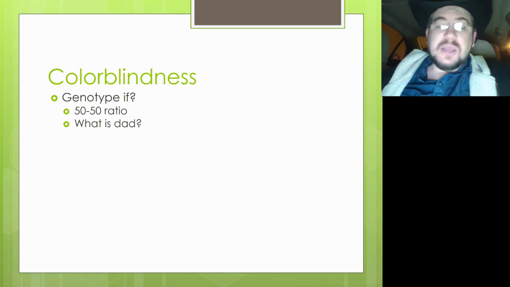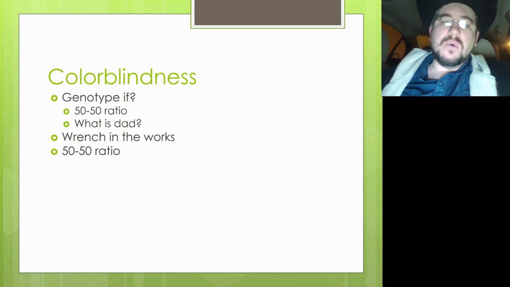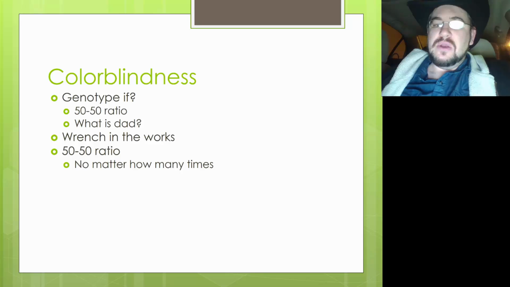Anybody? That's right. He would be expected to be heterozygous. Well, here's where it gets neat, because anytime you have a father with color vision and he has a child with a colorblind mother, you always, 100% of the time, see a 50-50 ratio. That's kind of weird. No matter how many times you cross the parents, how many offspring you produce, you'll see overall a 50-50 ratio.